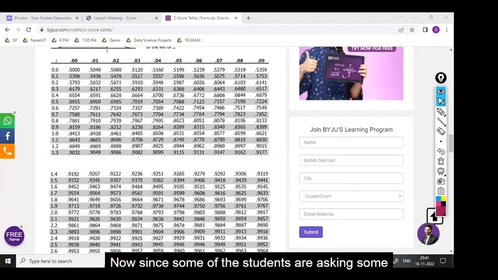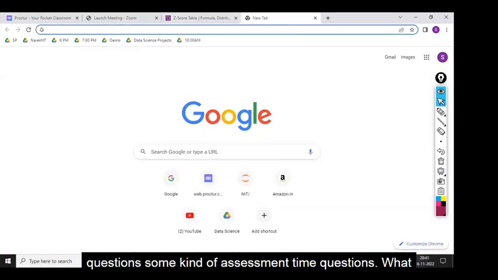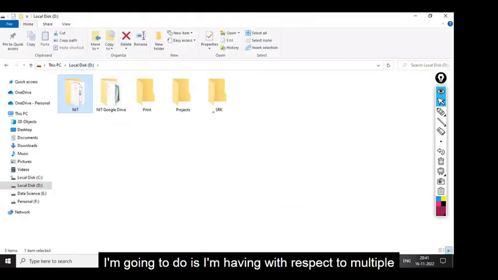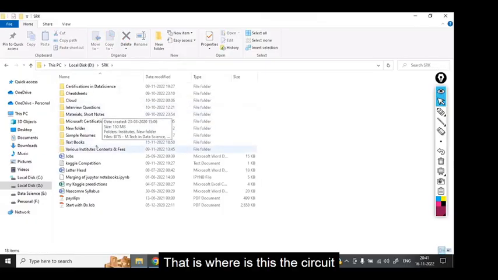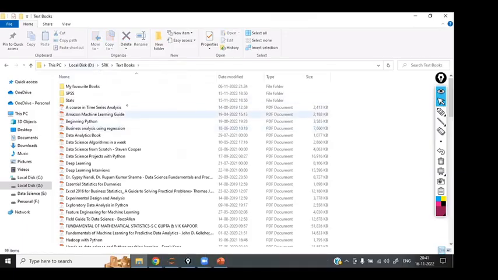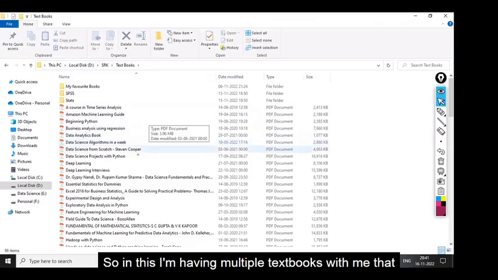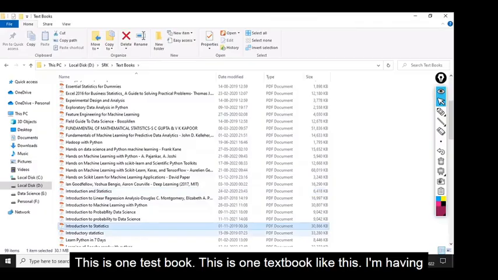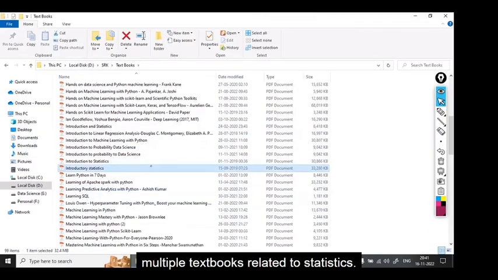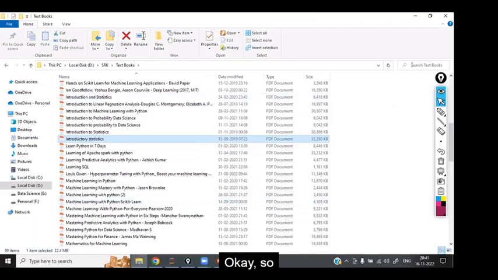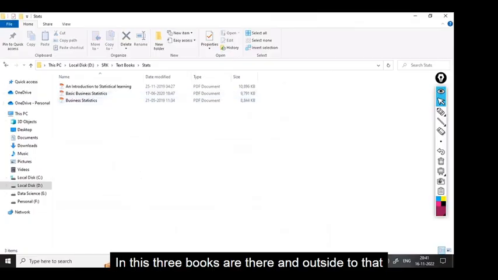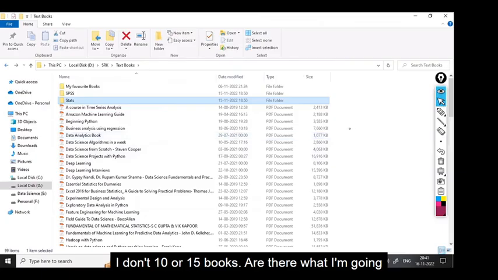Now, since some of the students are asking for assignment-type questions, what I'm going to do is, I have multiple textbooks with me, SRK textbooks. Among them are Introduction to Python and Introduction to Statistics. This is one textbook, this is another. Like this, I have multiple textbooks related to statistics. These 3 books are here, and outside of that, around 10 or 15 books are there.